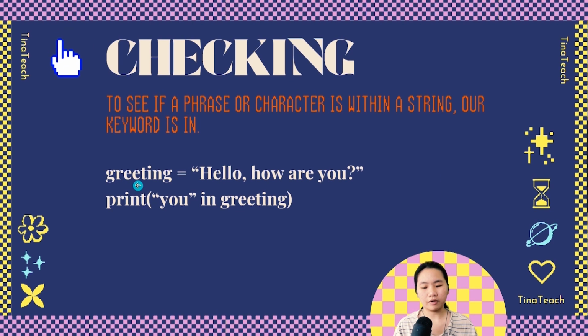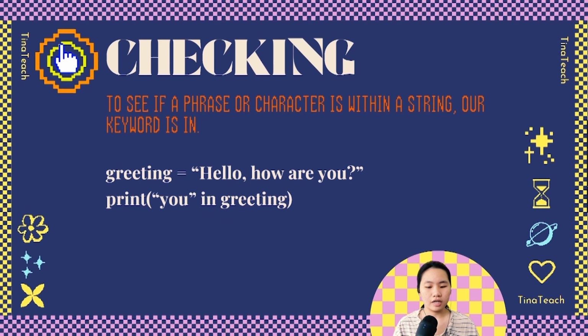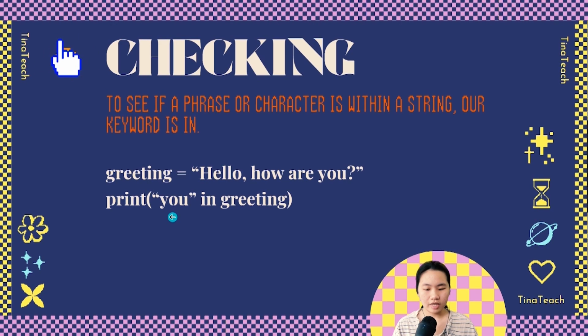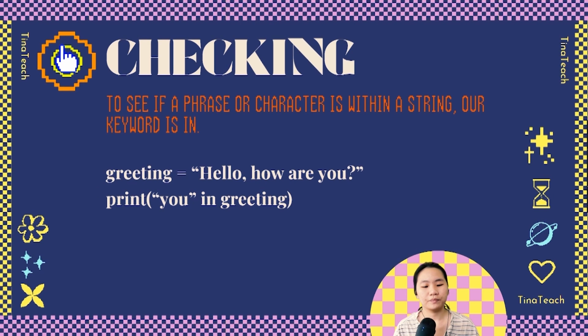And here I have our good old variable greeting, hello, how are you? And we have a print you in greeting. So in is checking whether or not the string you is within the variable greeting. If it does exist, it returns to you a Boolean value of true. If it doesn't, it returns a false. As simple as that. Okay, let's move on to the next part.